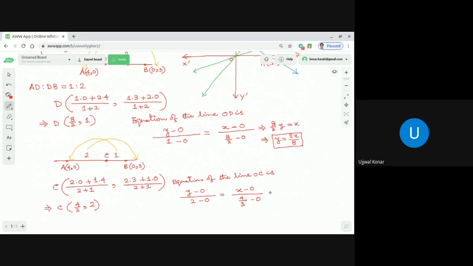So from here what we get, dear students? From here what we get is that 4 into y by 3 is equal to 2 into x. So this implies y is equal to 3x by 2. And this is the equation of the other straight line. I hope it is absolutely clear, dear students, that you understood both the equations of the straight lines.